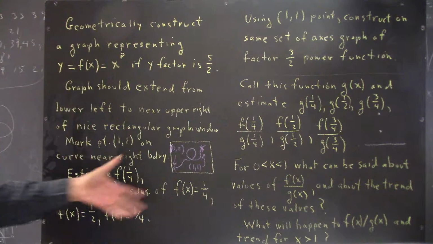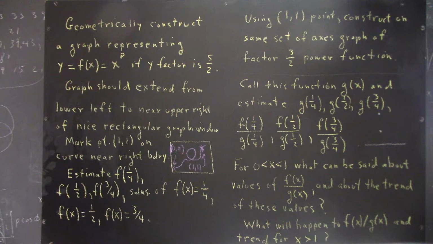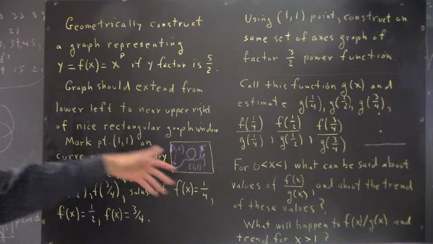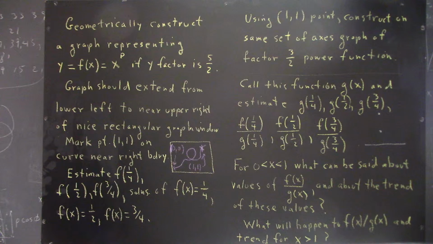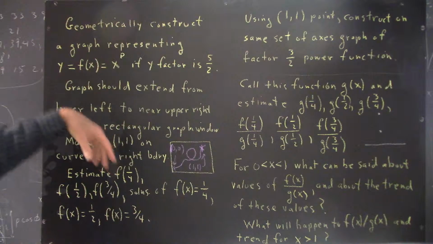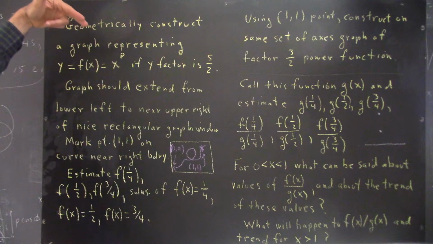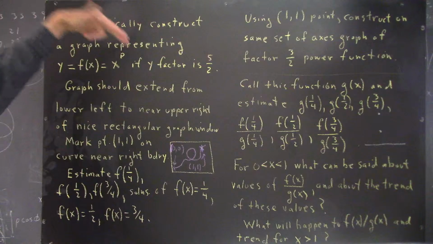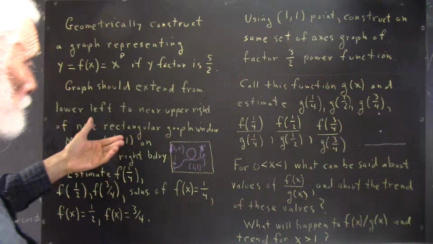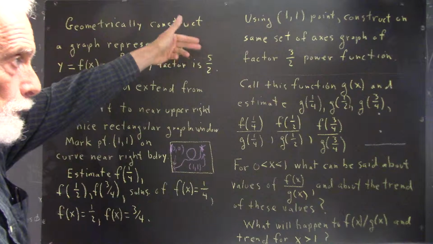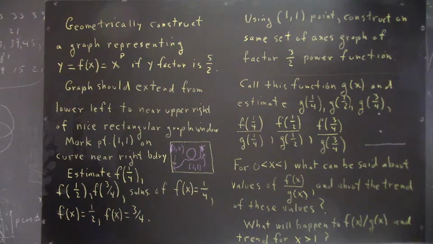Now here are a few extra problems. There's a longer version of this where I give you some discussion and so forth, but I'm just going to present them very briefly. We want to geometrically construct a graph representing y equals f of x equals x to the power of factor 5 halves. Recall that you did this for factor 3 halves. We did this in preceding videos.